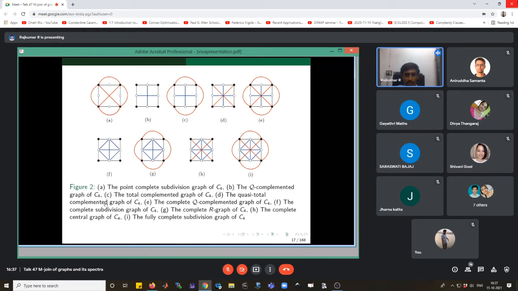Next one is the Q complemented graph of C4. Now subdivide this graph C4. With the newly introduced vertices, we merge the complement of the line graph. So this one. Next one is the total complemented graph. These pictures are available in the published paper, whose references I will show at the end of this lecture. Because of time constraints, I just skip these things.